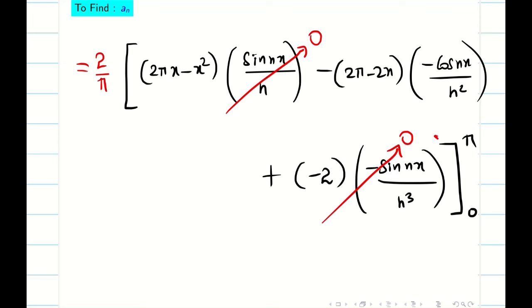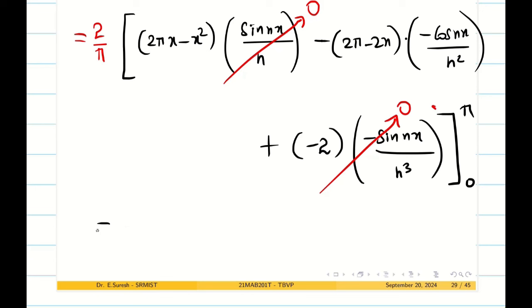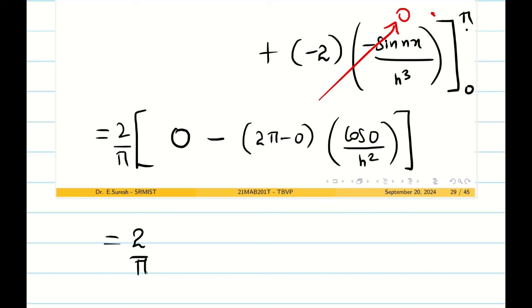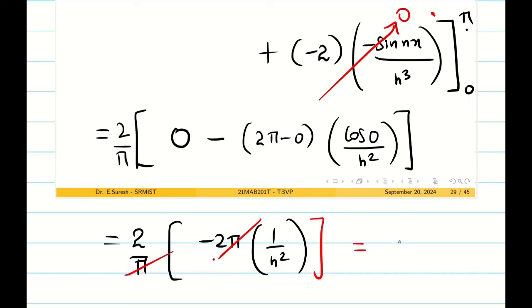Only the second term exists. I have only the cos term. I'm writing 2 by pi. Here we can see minus into minus is plus. When I apply pi, my upper limit is 0. Minus, when I go for my lower limit, 2 pi minus 0 into cos 0 by n square. Now simplifying this, we will be getting 2 pi minus 2 pi into 1 by n square. So pi will get cancelled and we will be writing minus 4 by n square.